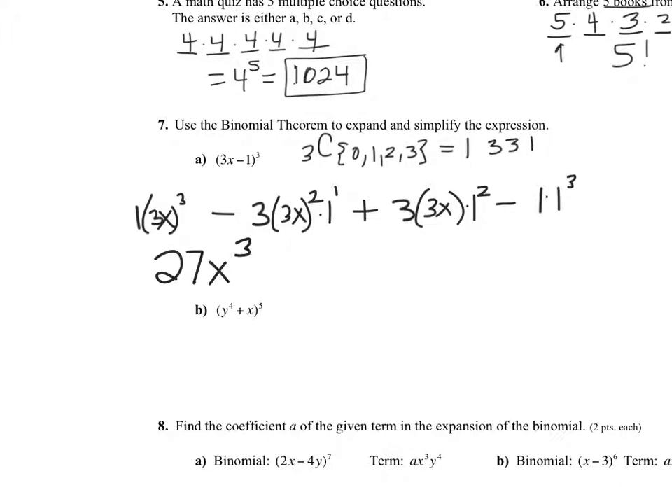27x cubed. Okay? Think about if you were going to FOIL out 3x minus 1 times 3x minus 1 times 3x minus 1. Your first term would be 27x cubed, and then minus 27x squared here, plus 9x minus 1. Okay?